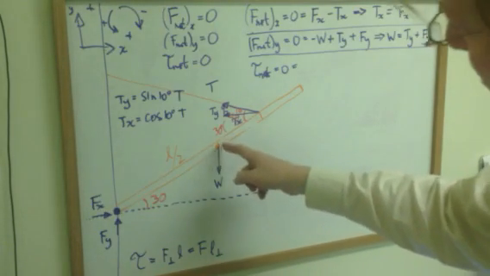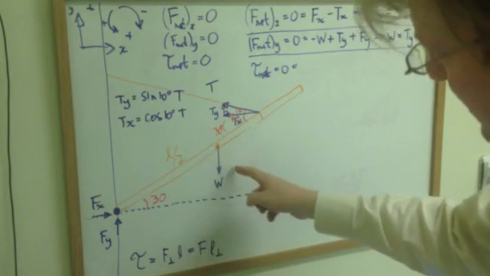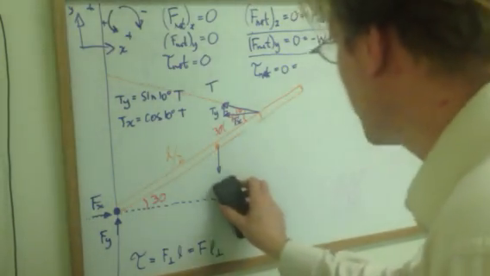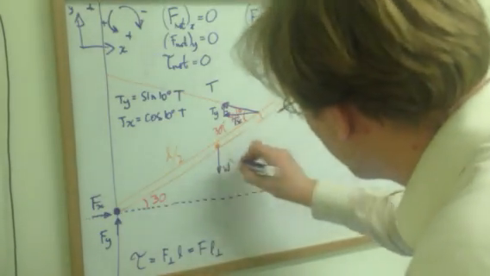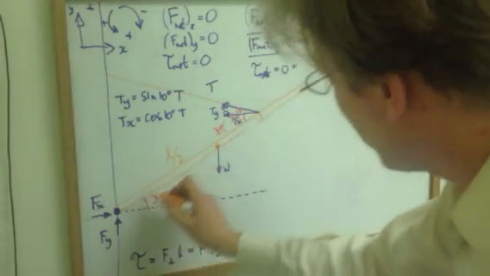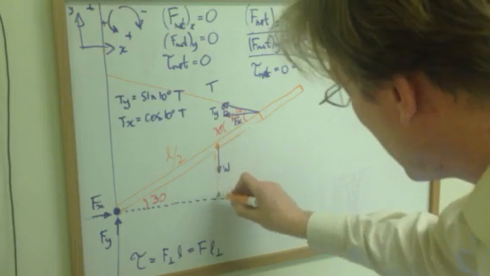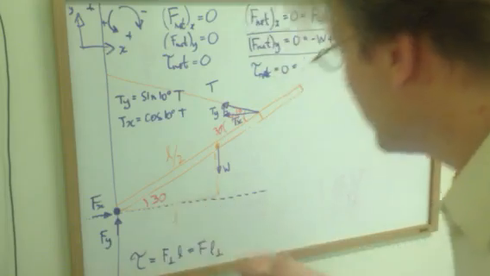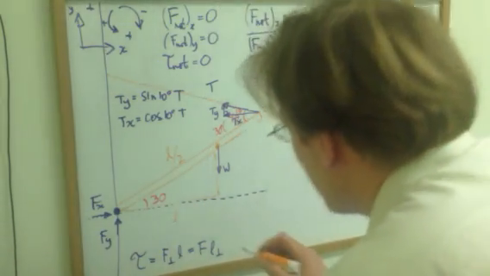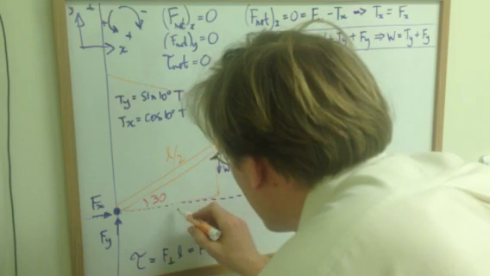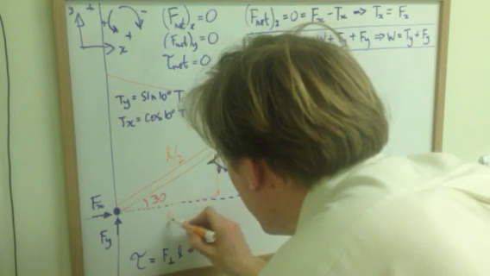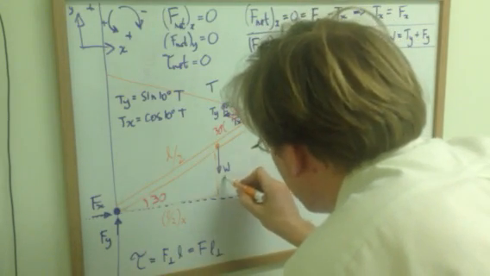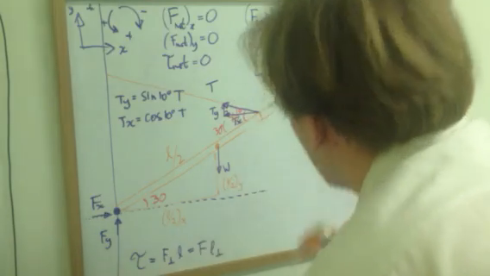I think on a previous problem we broke this up into components, but I'm going to show you how I could leave the weight alone and instead break up this lever arm. There's our lever arm here, and it has a portion parallel to the force and a portion perpendicular to the force. So this is the x component of the lever arm. I'm going to put L over 2 in the x direction, and L over 2 in the y component.